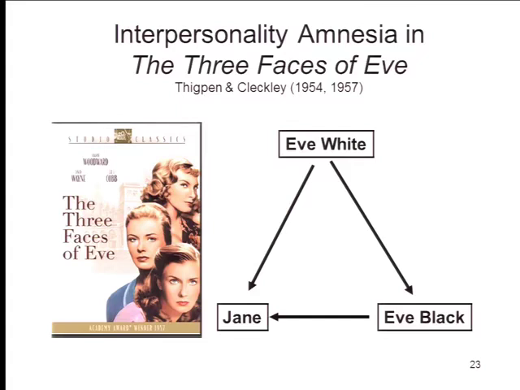Eve White didn't know anything about Eve Black or Jane. Jane knew all about Eve White. Eve Black knew all about Eve White. And Jane knew about Eve Black, but Eve Black didn't know about Jane. It's asymmetrical interpersonality amnesia. But this very dramatic case gives you some idea about what it might be like to have a whole bunch of individual exemplar selves that are essentially unrelated to each other.